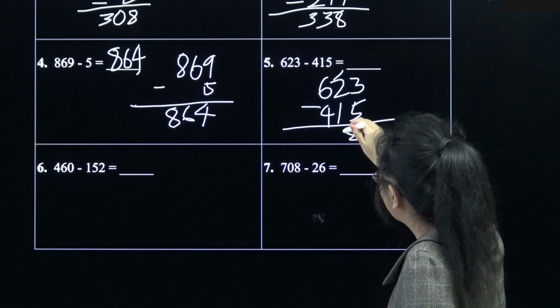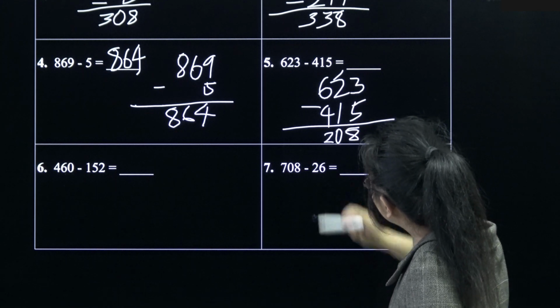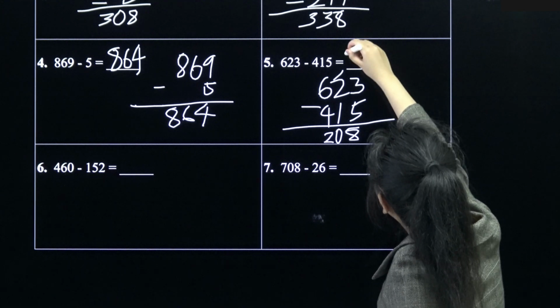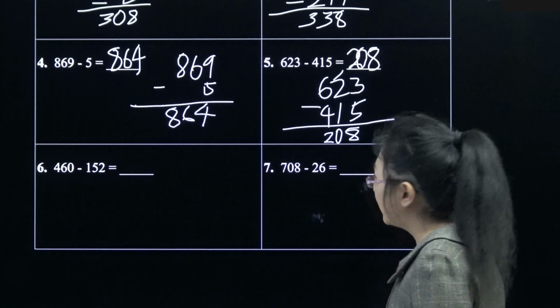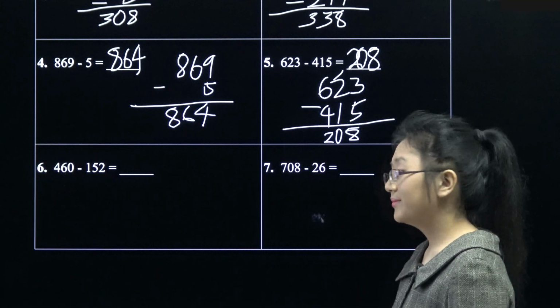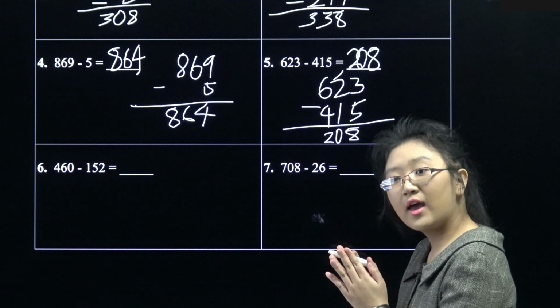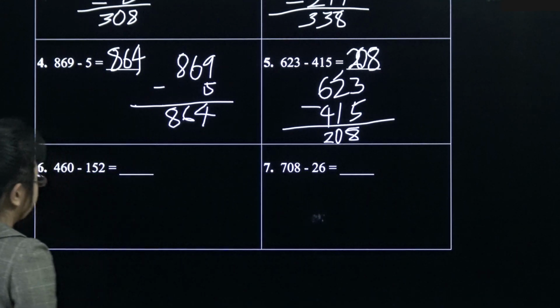1 minus 1 equals 0. 6 minus 4 equals 2. 623 minus 415 equals 208. Yay! And we keep going.